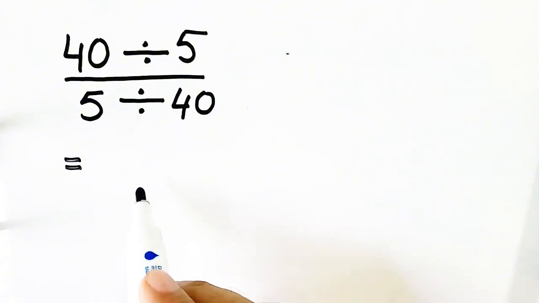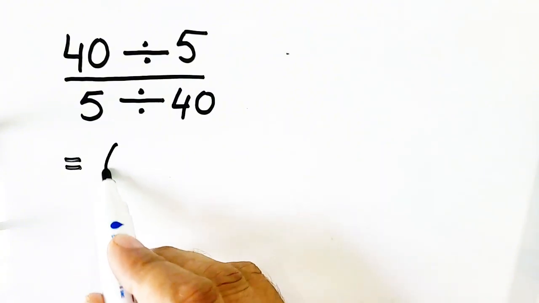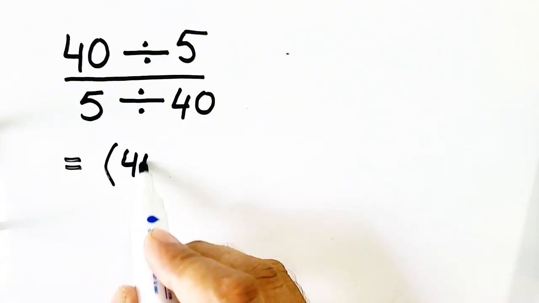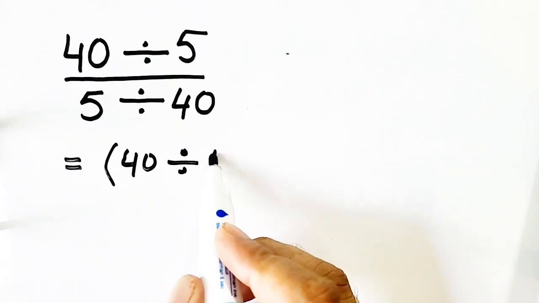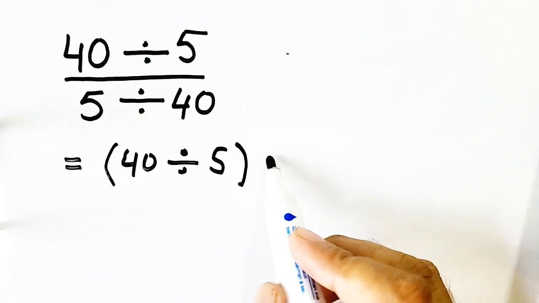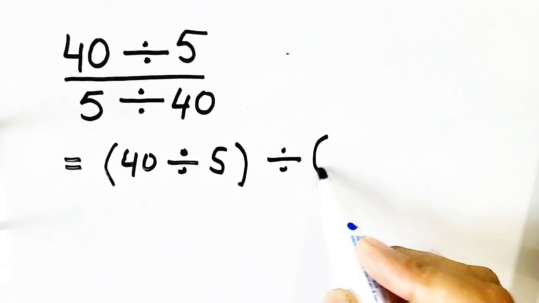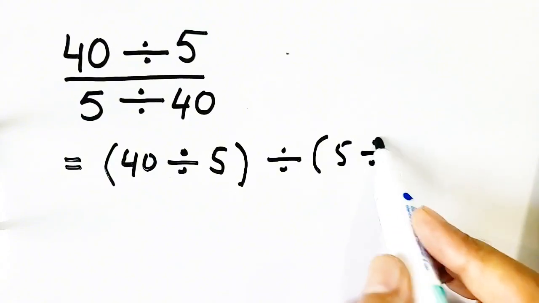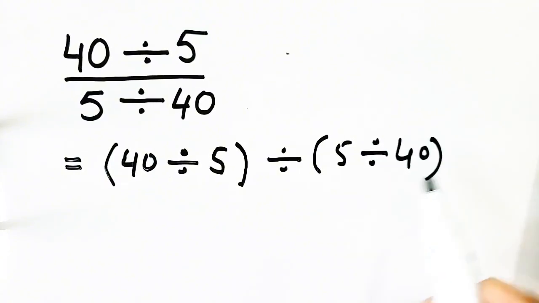First of all, we will make two parentheses. The first one is 40 divided by 5 and the other one is 5 divided by 40.